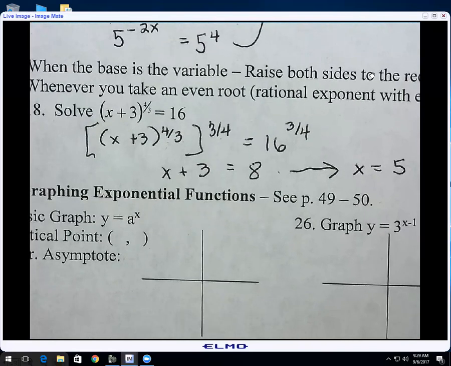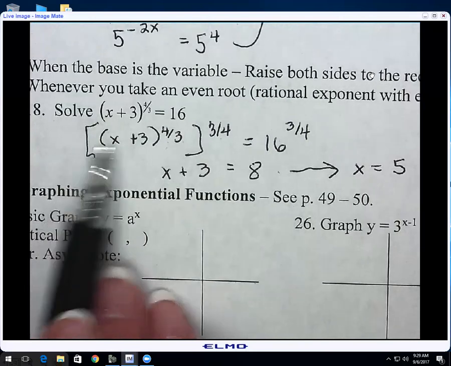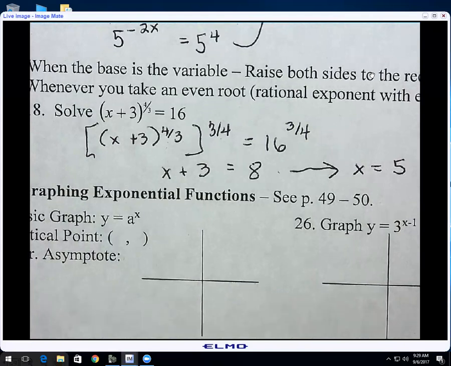Again, it's checkable. Just put 5 in the place of x in the original equation. 5 plus 3 is 8. 8 to the 4/3. Sure enough, 8 to the 4/3 is 16. Yes, sir. Say it one more time. It's on this exact one, it says take plus or minus.